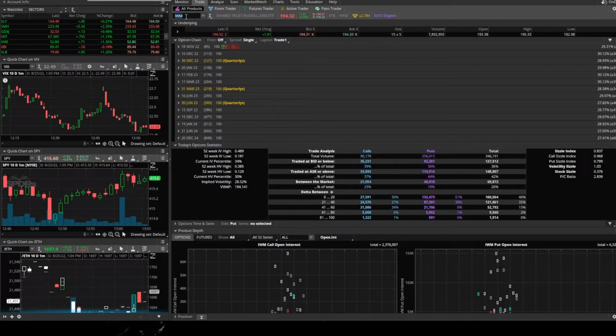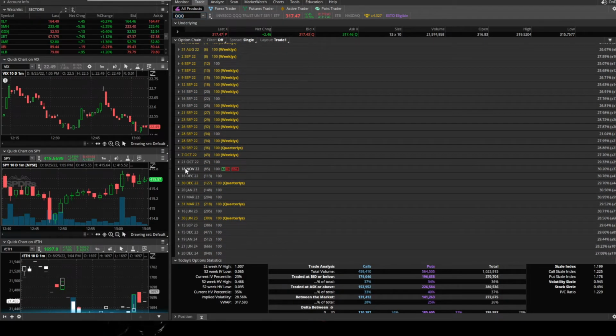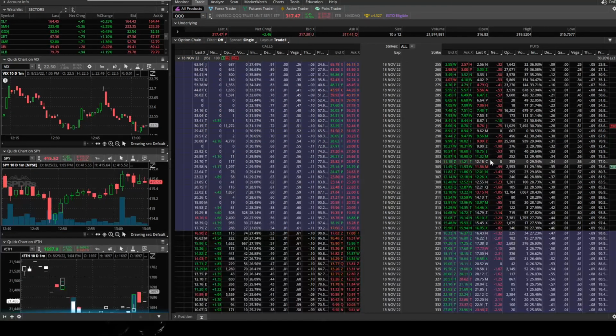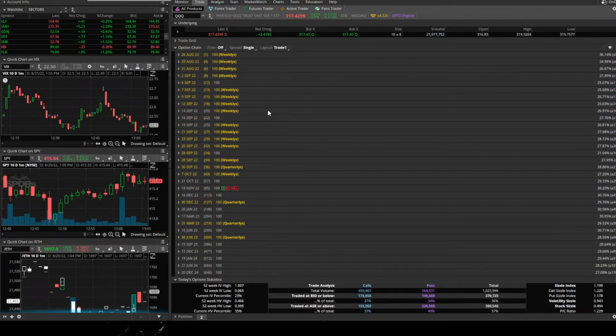And then, of course, QQQ, which is my biggest winner so far right now, with about 15% profit, or I think 15 to 20% last time I checked, 305, 295 put vertical spread. Still in those as well, too, okay? Nothing has changed.